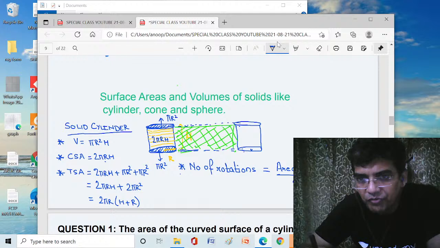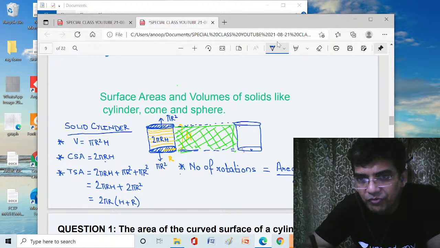Okay, now we will move on to this. Let me make a space to write here. I will remove this from here and write it over here. Right. So we will get this space. So number of rotations is equal to area covered upon the curved surface area of cylinder. So we can use this formula for calculating the number of rotations.